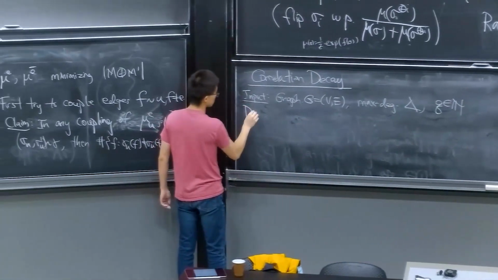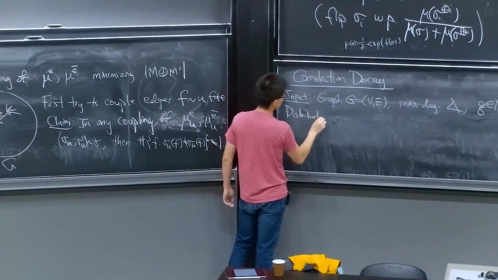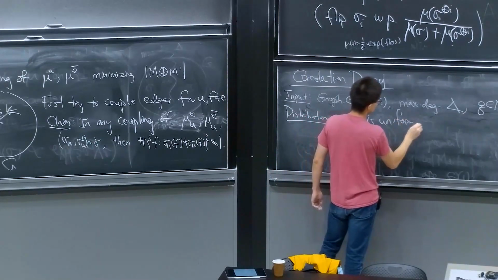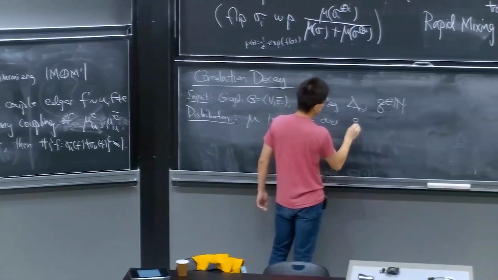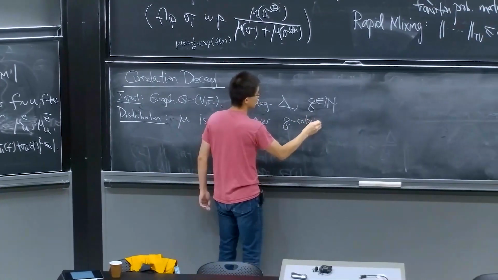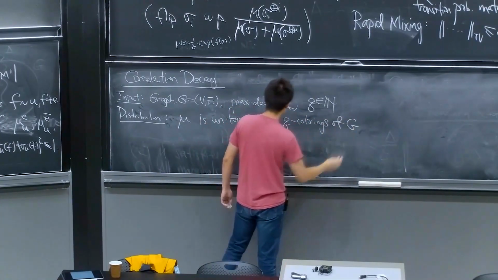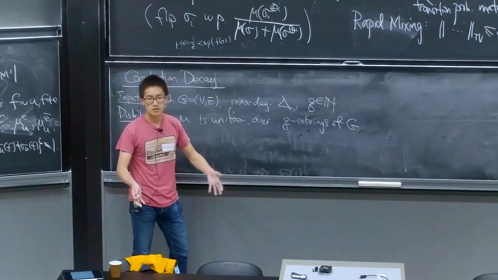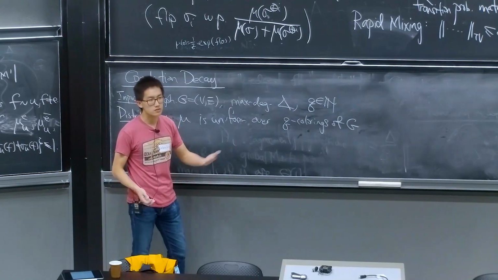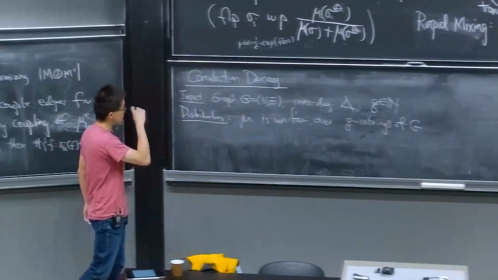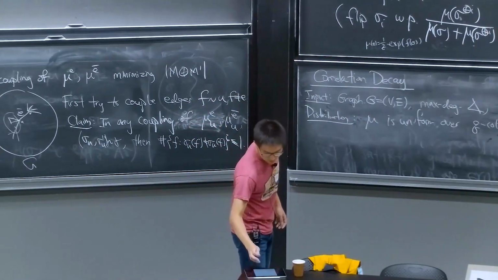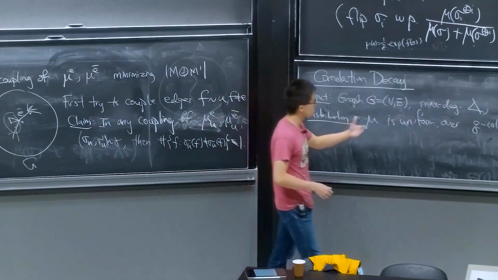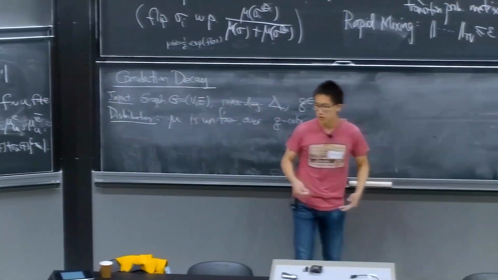And my distribution is the following. U is uniform over proper q-colorings. Just to be clear what a coloring is, it's just an assignment of colors to all the vertices such that neighboring vertices do not share the same color. So there are various fancy statistical physics names, whatever, but at least it's a very fundamental distribution in TCS and combinatorics.